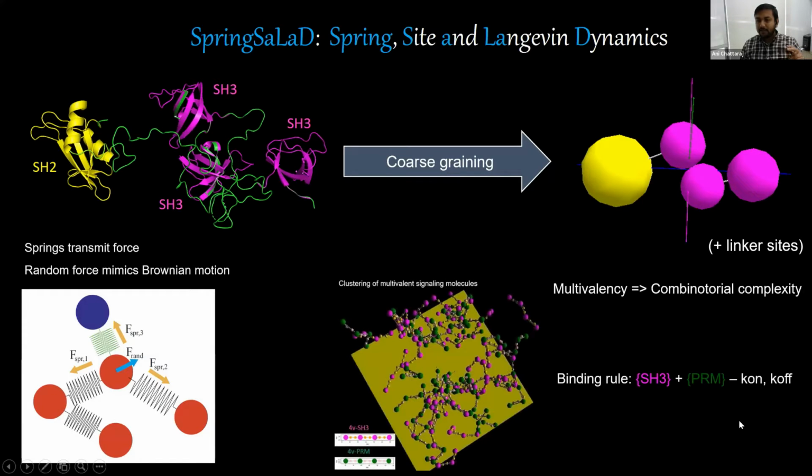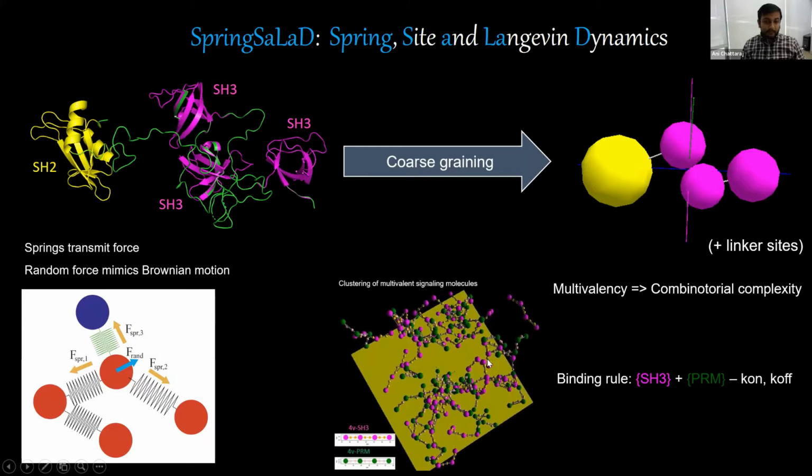This is a typical kind of problem that you want to model using SpringSaLaD. We have these 2 types of molecules here, tetravalent, let's say A and B, the magenta and the green. Like Michael described yesterday, SpringSaLaD also uses a rule-based binding scheme. You just need to say 1 SH3 will bind to 1 PRM, and you give the K on and K off, and all the possible interactions will be taken care of by the software.